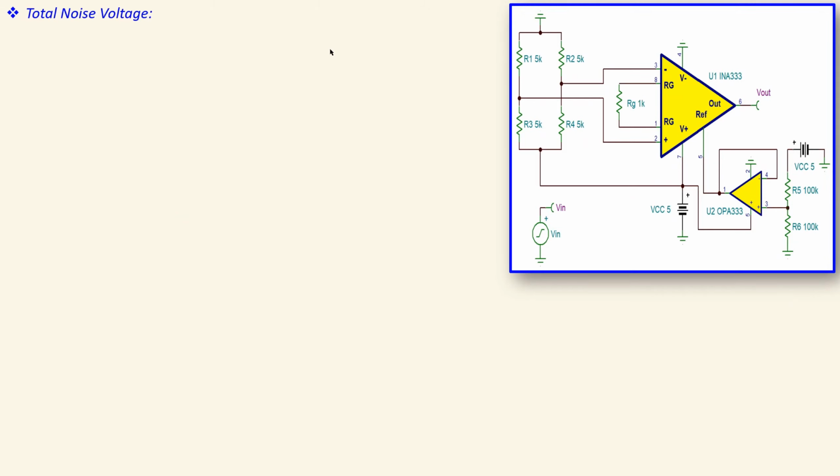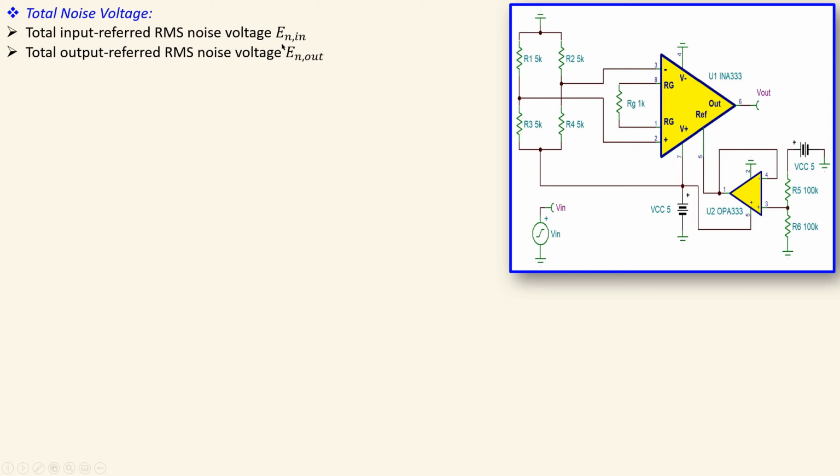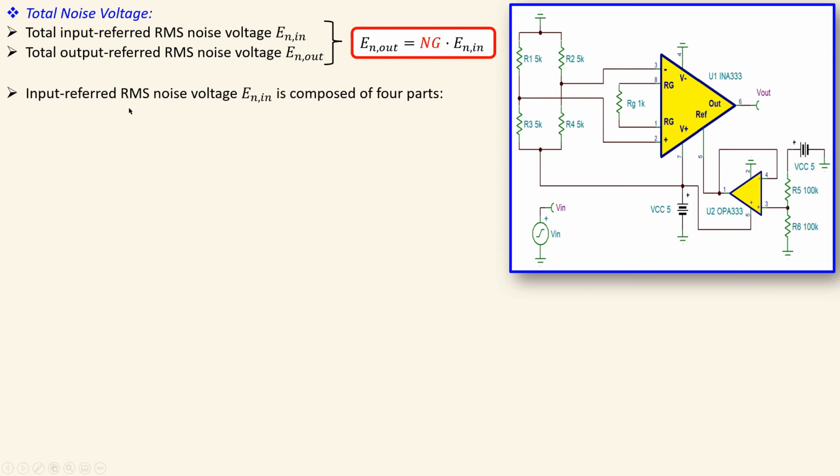We have of course the total noise voltage, and for that we have the input referred RMS noise voltage and also the output referred RMS noise voltage. Now those have a relationship between each other using the noise gain. So the output is noise gain times the input. Now the input referred RMS noise voltage on its own is composed in this circuit of 4 parts.